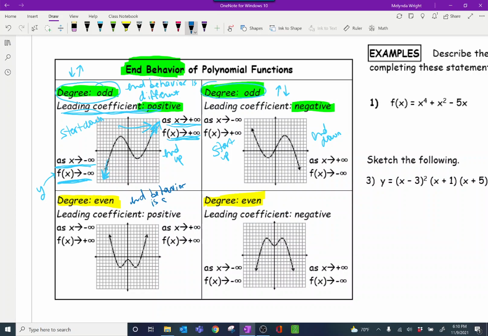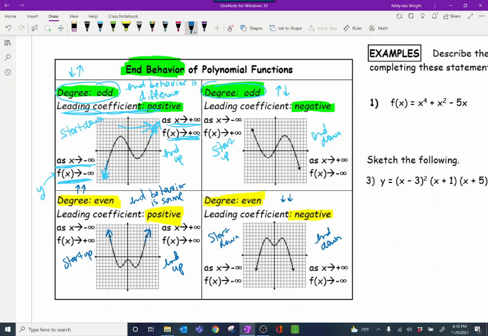And if the leading coefficient is positive, then what happens is we start up and end up. So we start up and we end up. Okay, that's if it's even positive. Okay, well, let's look at the other scenario. What if it's even, the leading coefficient is negative? Then what do we do? Well, we start down and end down. So we start down and end down.